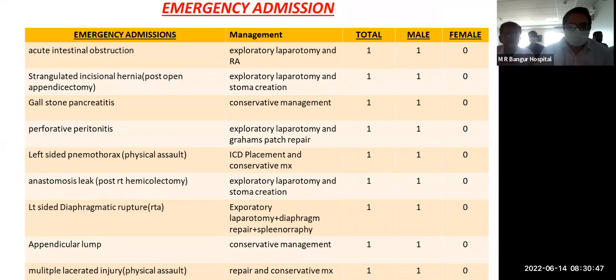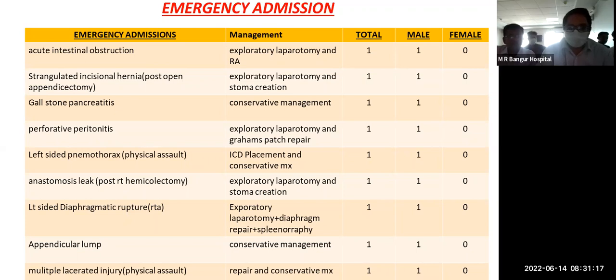Patient with acute intestinal obstruction, exploratory laparotomy and resection anastomosis was done. Strangulated incisional hernia with sepsis, post open appendicectomy, exploratory laparotomy and stoma creation was done. Gallstone pancreatitis, conservative management. Perforative peritonitis, exploratory laparotomy and Graham's patch repair was done. Left-sided pneumothorax post physical assault, ICD placement and conservative management was given.